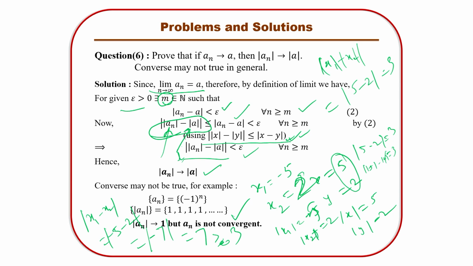The converse may not be true. Take (−1)ⁿ as a sequence. This sequence has terms minus 1, 1, minus 1, 1, and so on, but it is a bounded sequence. Take the modulus of each aₙ; the modulus of each aₙ becomes 1, 1, 1, 1, 1. The modulus of aₙ converges to 1, isn't it? It's a constant sequence, that's why it's a converging sequence. But aₙ is not a convergent sequence.